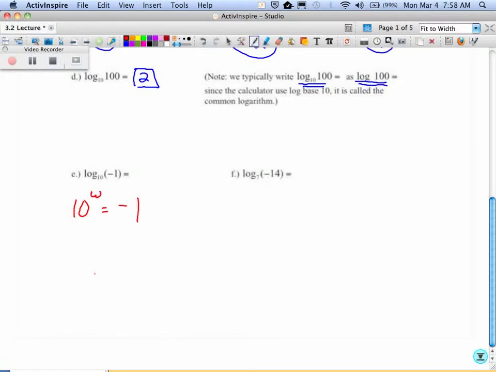Ten to what power gives me negative 1? Somebody draw in the air for me what the exponential function looks like on the graph. What does the exponential function look like? Right? It's going to go along the x-axis. What does it hit for an intercept? 0, 1. And then it kind of rises up. So it's doing this. So that's 10 to the x.